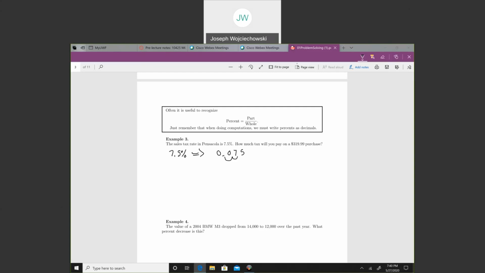So now we simply do simple multiplication. 319.99 times 0.075. And this will give us our sales tax. And that is 23.99925, which would round up to $24. That's it.